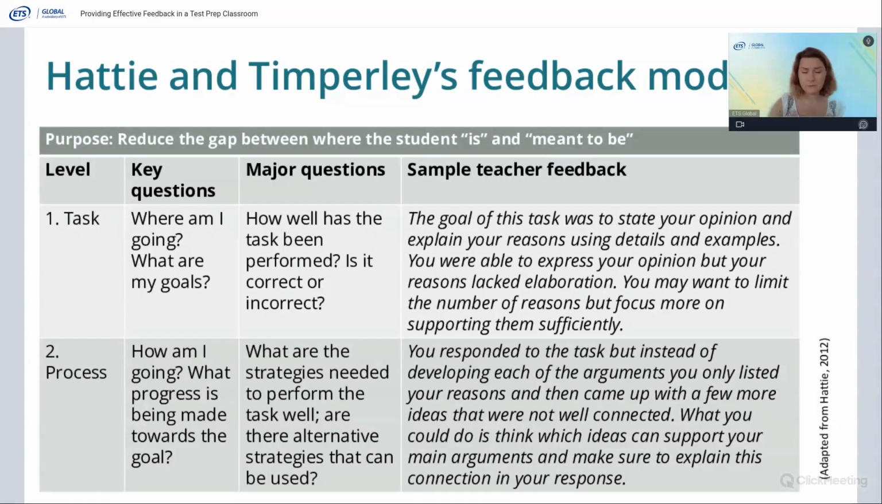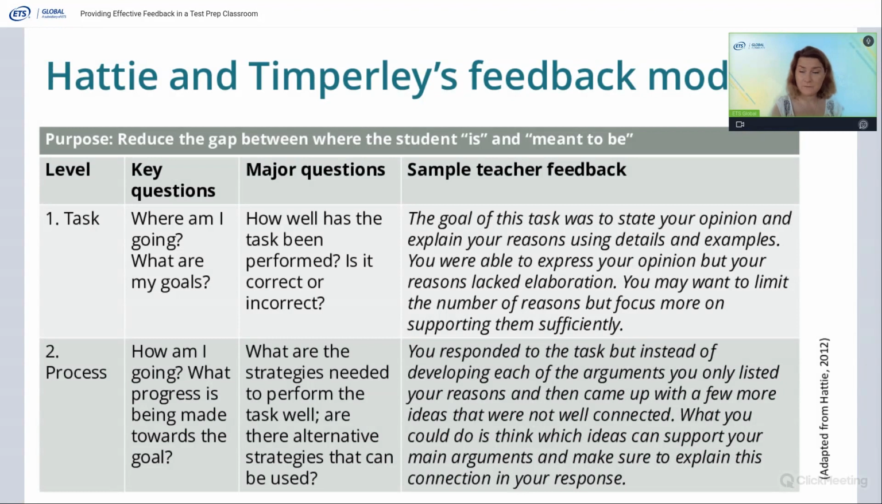Now, we are going to look at this model in detail and try to understand better specifically how those levels of feedback work. So again, the purpose is to reduce the gap between where the student is and where the student is meant to be. So on the task level, the key question is, where am I going? What are my goals? The major question is how well has the task been performed? Is the answer correct or incorrect, for example?